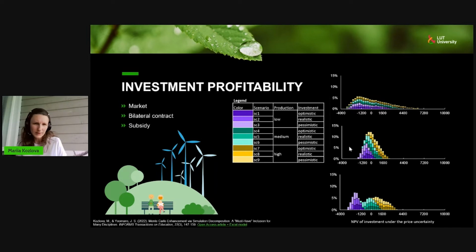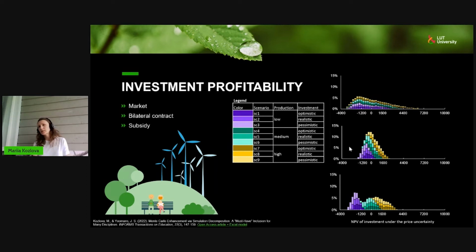And what can we see from here? We can see first that in the market, no matter which scenario we choose, we can end up in the negative zone or in the positive zone. We do not really have any lever to steer our investment. In the bilateral contract case, there is actually already something interesting going on. We can see that some scenarios, the yellow scenarios, are moved towards the positive range compared to the violet scenarios. So high production might be interesting, not a surprise, right?